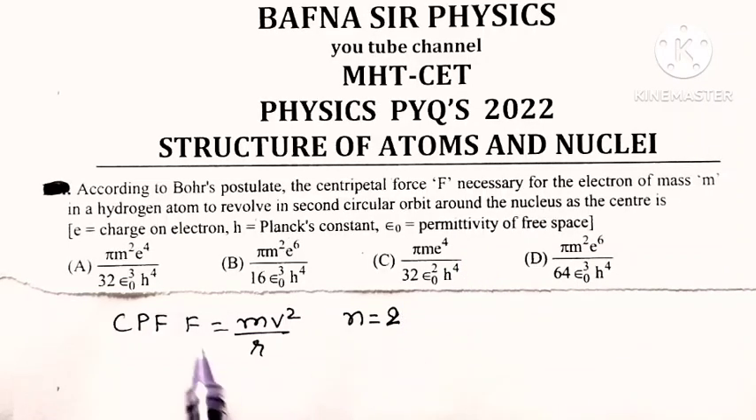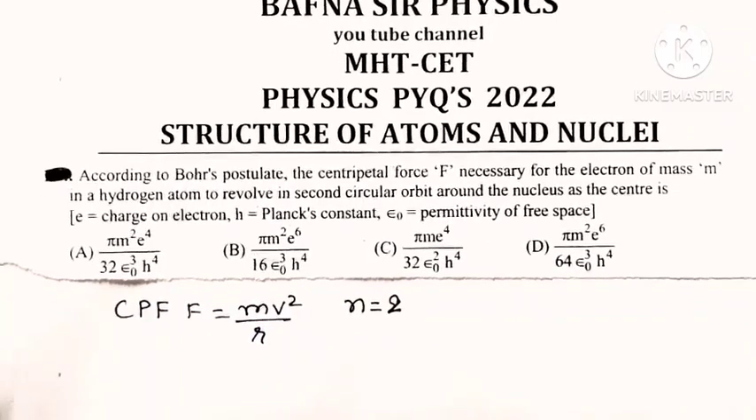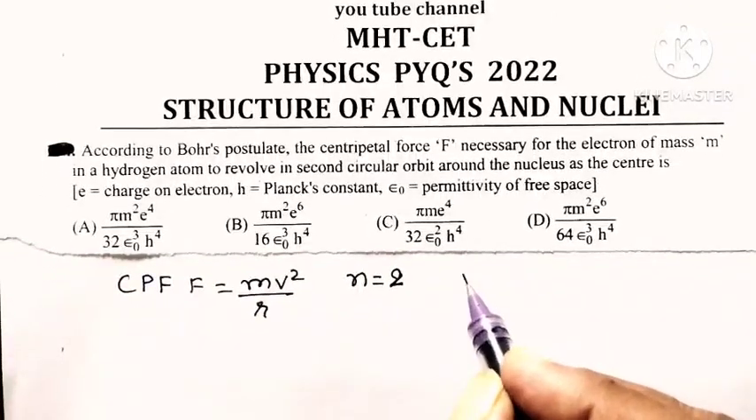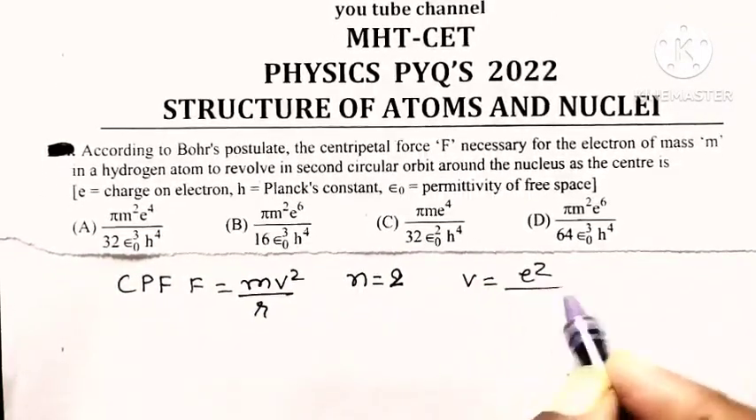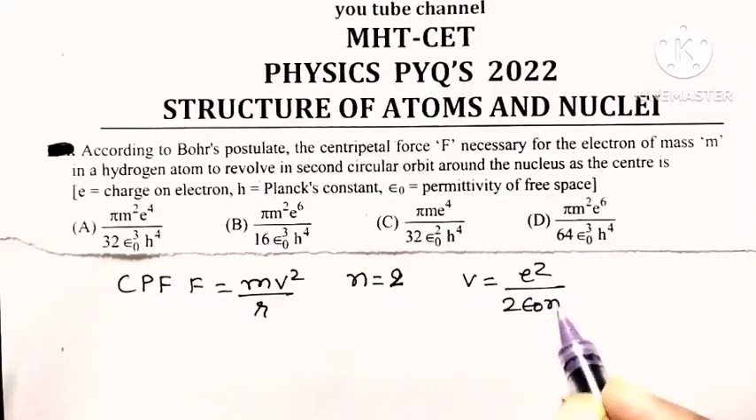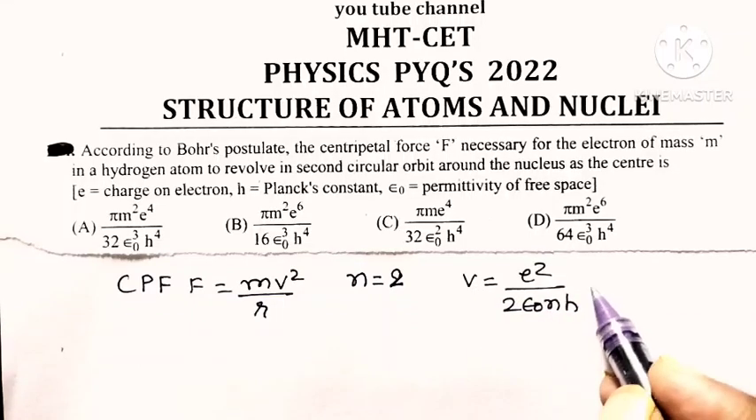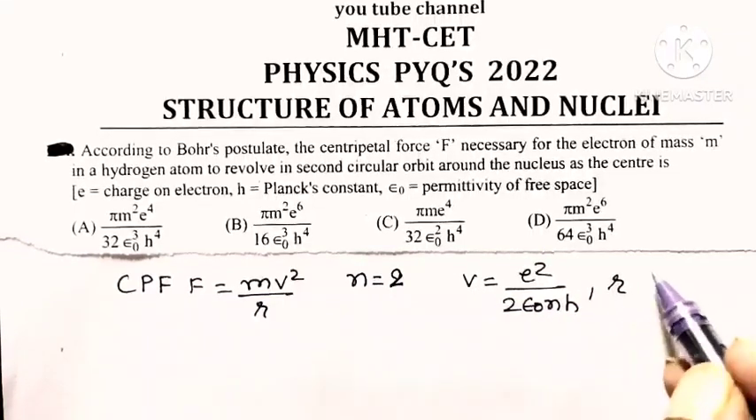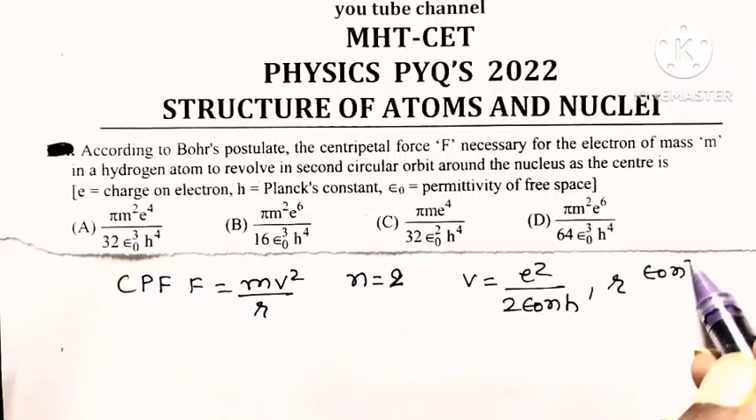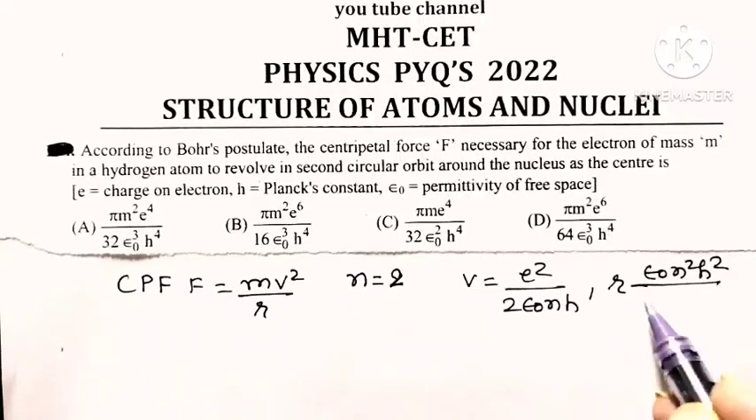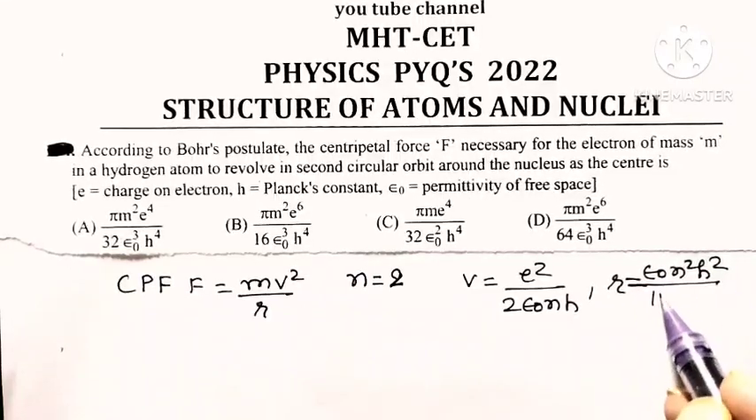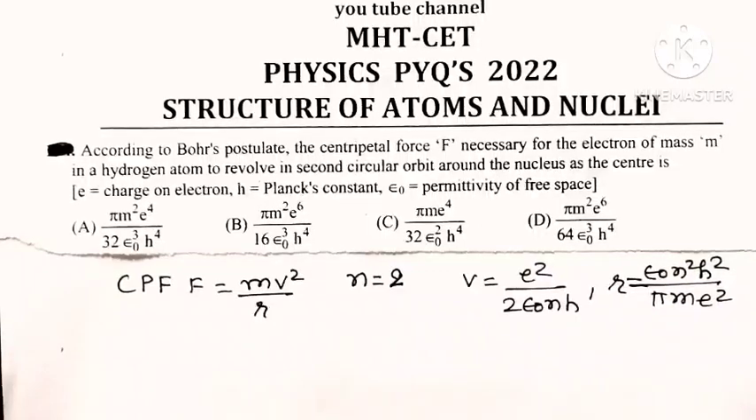Now, we know CPF is equal to mv square by r, but what is the formula for v? v is equal to e square upon 2 epsilon 0 nh. That is the velocity with which the electron is revolving around the nucleus in the hydrogen atom, and the radius of the electron in nth Bohr orbit is epsilon 0 n square h square divided by pi me square. Now put the value of v and r in the expression for centripetal force.